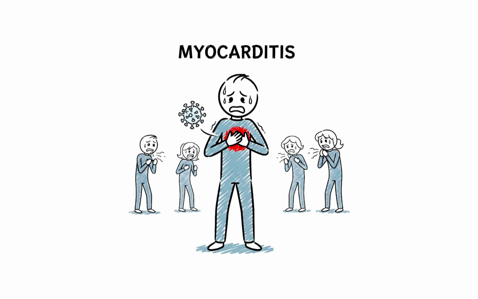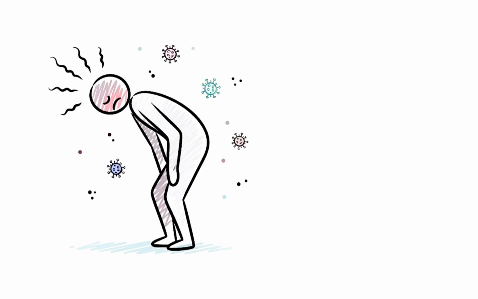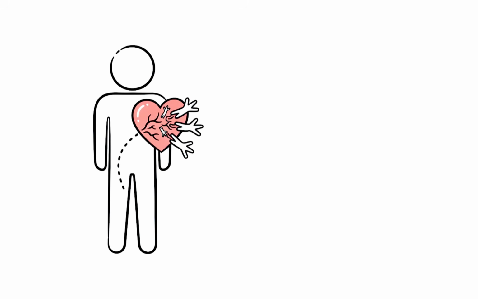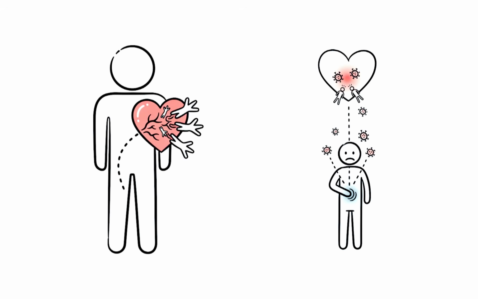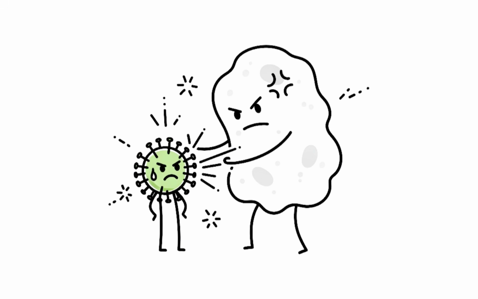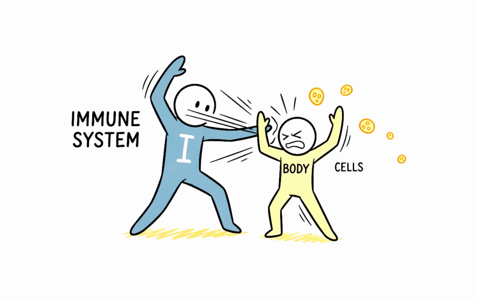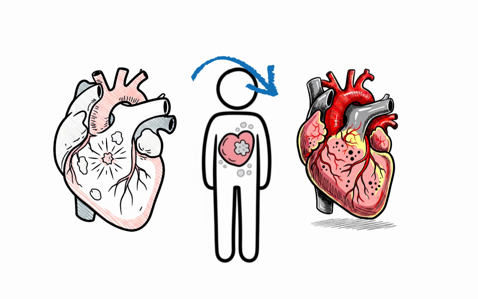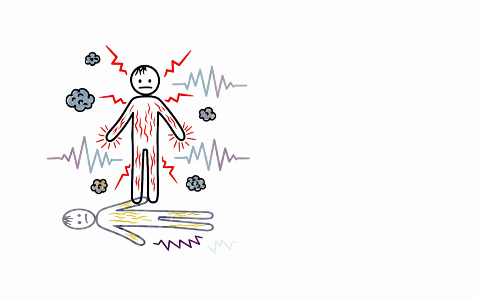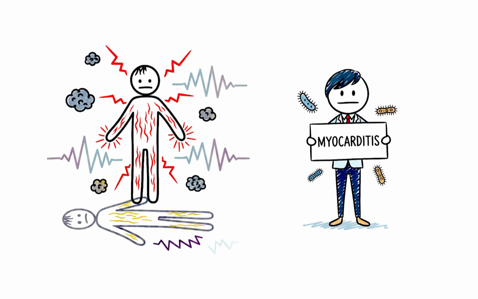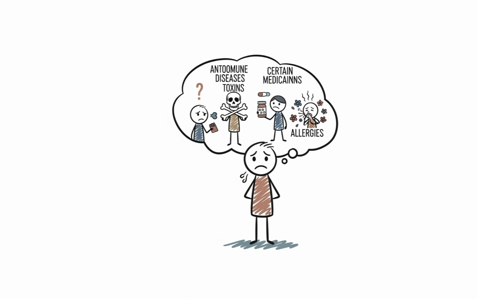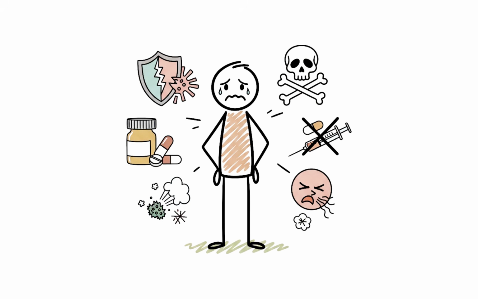The most common cause of myocarditis is a viral infection. Viruses such as those that cause respiratory or gastrointestinal illness can enter heart muscle cells and trigger an immune response. In some cases, the immune system continues attacking the heart even after the infection has cleared, prolonging inflammation and damage. Myocarditis can also be caused by bacterial infections, autoimmune diseases, toxins, certain medications, or allergic reactions.